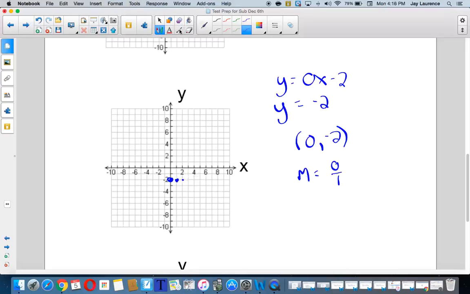What kind of line am I getting? Let's see. Morgan knows what kind of line I'm getting. I'm getting a horizontal line. Yes, I am. There we go.